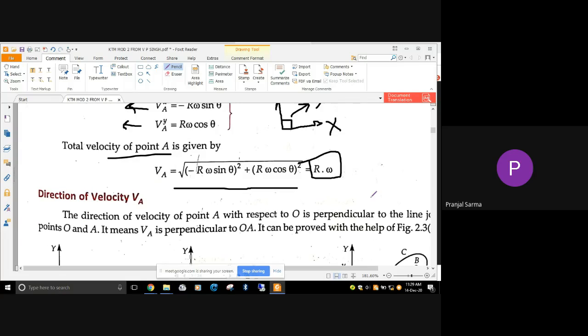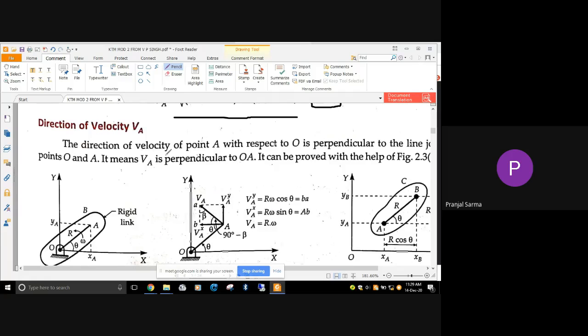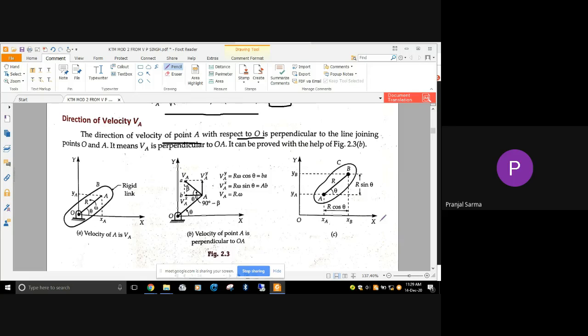Similarly, as we know, this velocity is nothing but a kind of vector quantity. So the direction also is important, and the direction of the velocity of point A with respect to this point O is perpendicular. It's very important while solving those problems, drawing the different velocity diagrams for different mechanisms. This knowledge will be important.